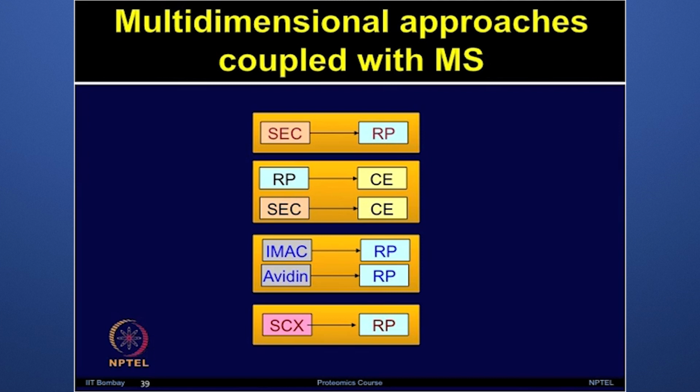We have talked about size exclusion chromatography, which separates proteins based on the size or molecular weight, and reverse phase, based on hydrophobicity. Then we have capillary electrophoresis, which separates based on the charge. IMAC is an affinity based interaction, reverse phase again hydrophobicity, and strong cation exchange is based on the charge. So, these are the different methods which we have discussed. Now, we are looking at how combinations of these can be applied for proteomic investigations.